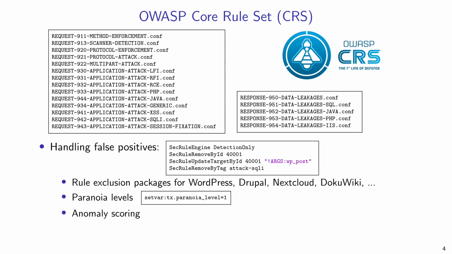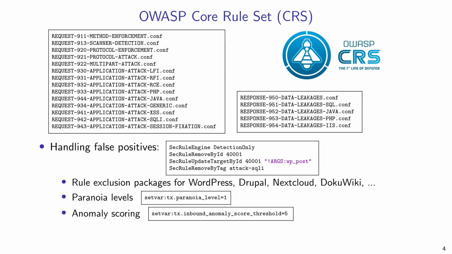Anomaly scoring is another mechanism provided by the core rule set. It can be used to block only those requests that exceed a predefined anomaly score threshold. The idea here is that each triggered rule increases the anomaly score for that request. We can configure our setup to block only those requests that reach a specific score. Most rules add 5 points to the score.